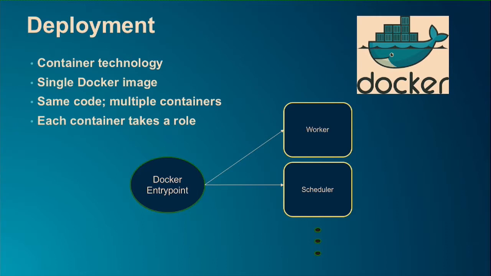We use this concept where each container takes a role. What that means is there is a shell script called Docker entry point. It spins up multiple containers from the same Docker image and starts a process in each of those containers. Like the Docker entry point will spin up a container and start the worker process in it. It will spin up another container and start the scheduler in it, and so on. So the biggest advantage is that it reduces the overhead of maintaining multiple Docker images, and by sharing code, we also reduce the number of HTTP calls or message passing between these containers.